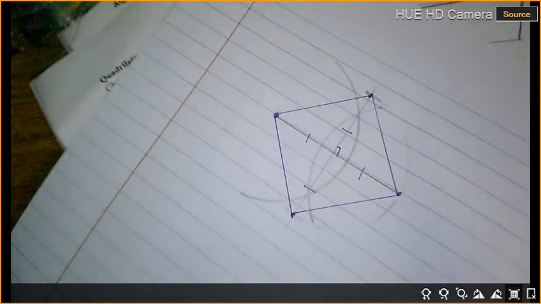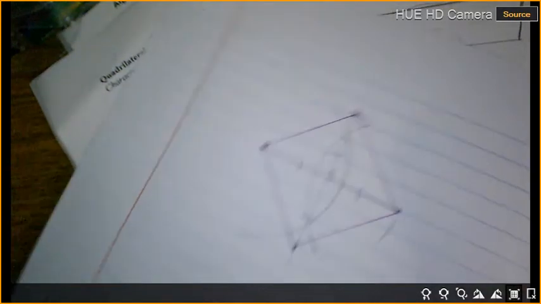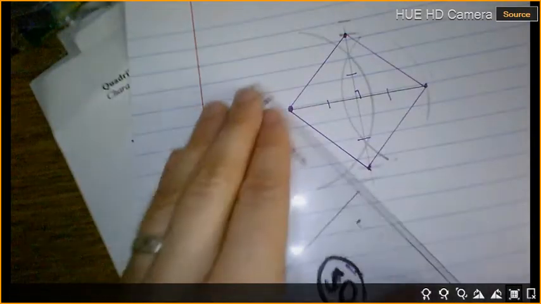Is that a rhombus? Now, a rhombus, the only difference with a rhombus is that when I made this, this side would have to be longer. So I would have to make a point like here. And then when I make it, it would be bigger. Here, I'll do it in a different color. I'll do it in blue.